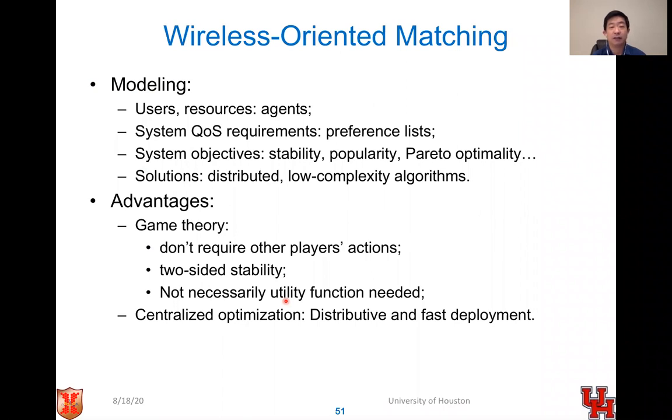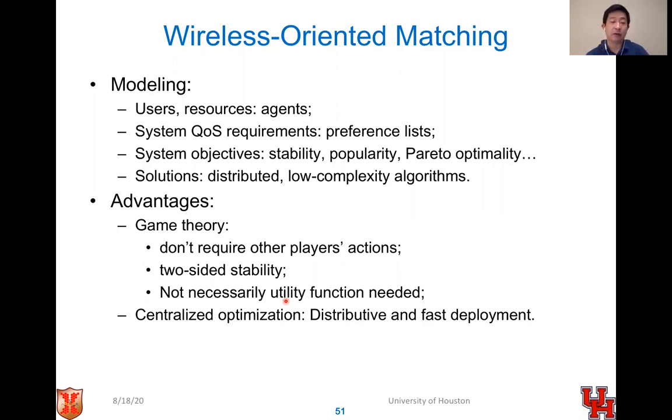For wireless-oriented matching, you have user resources that try to match with resources or agents. The quality of service is typically the preference list. If I match with these resources, what is my quality of service? So that I can rank the preference list. And then we have the system objective, and then we have different solutions.